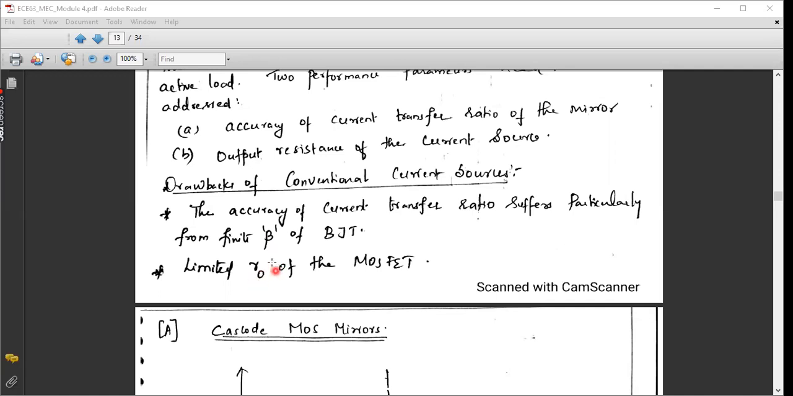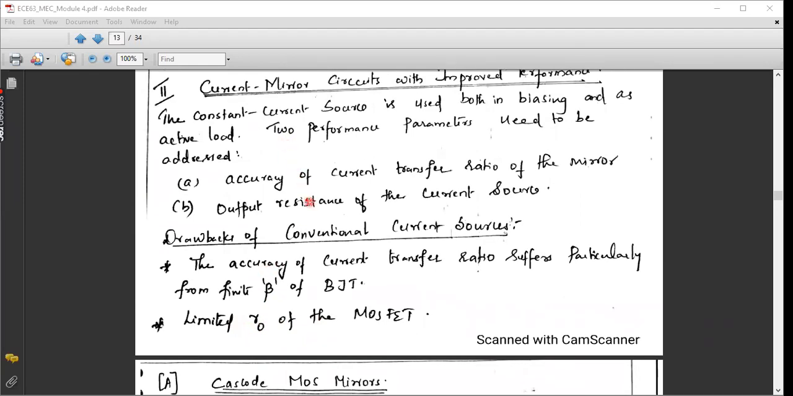Secondly, the R naught value will be very less if we are making use of MOSFETs. The output resistance is very limited. Output resistance of the MOSFET is very limited, so that is going to affect our current mirror circuit. So kindly understand that a current mirror circuit can be fabricated by making use of BJTs or MOSFETs. If we use BJTs, the problem is with our current transfer ratio. If we use MOSFETs, the problem is with our output resistance. So somehow both parameters are going to be affected.